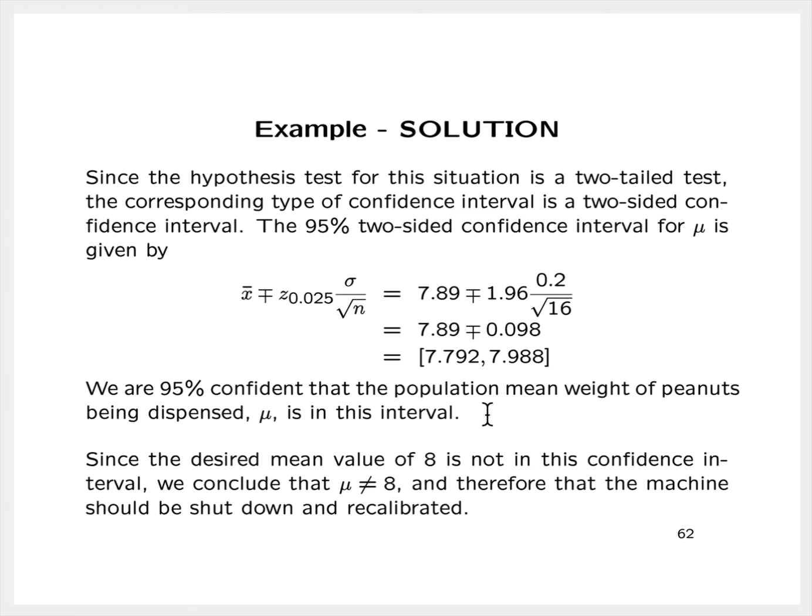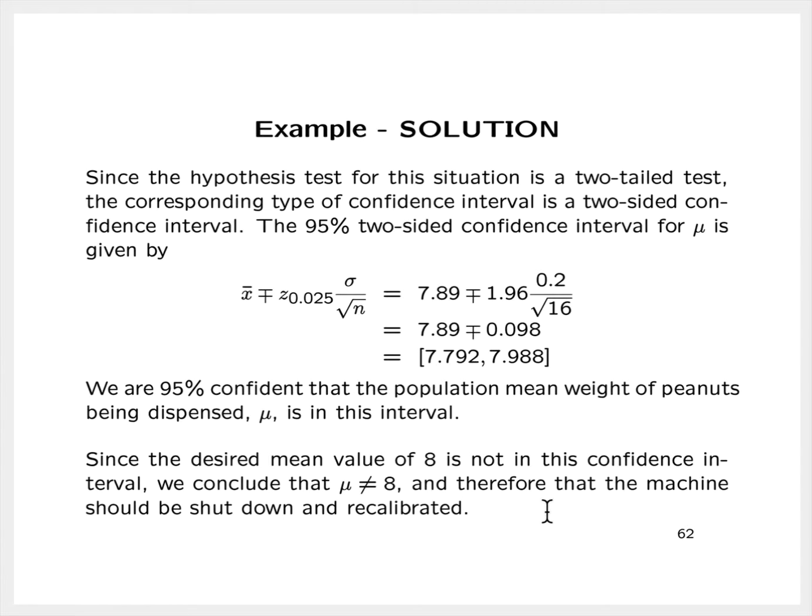So anyway, we've constructed the interval. We are 95% confident that the true value of the population mean weight of peanuts being dispensed at the time that the sample is collected is somewhere between 7.792 ounces and 7.988 ounces. Notice that the desired value of the population mean, 8 ounces, is not in this 95% confidence interval.